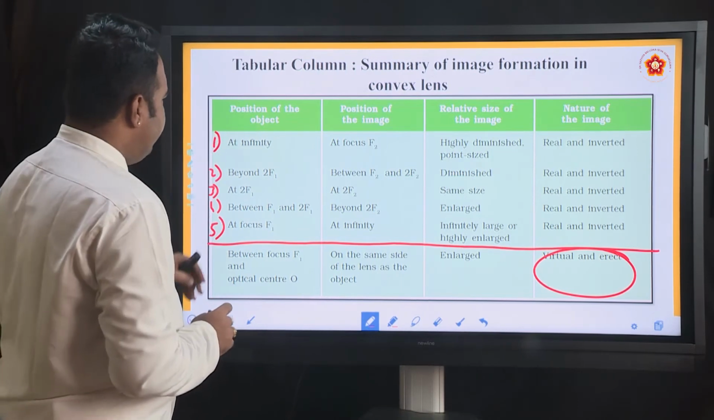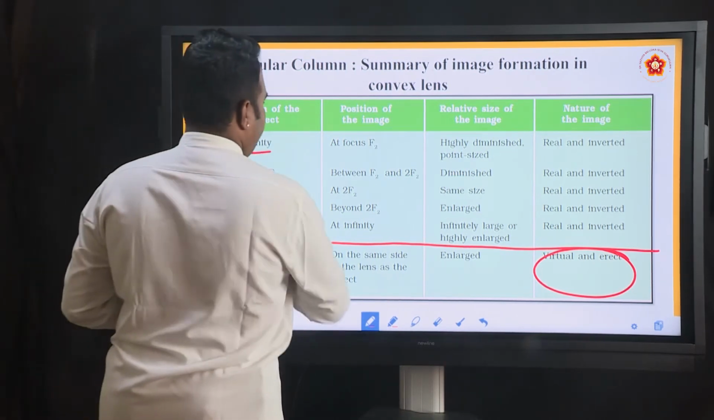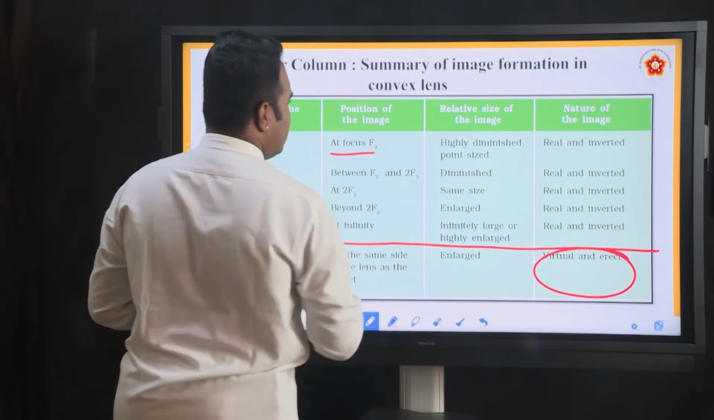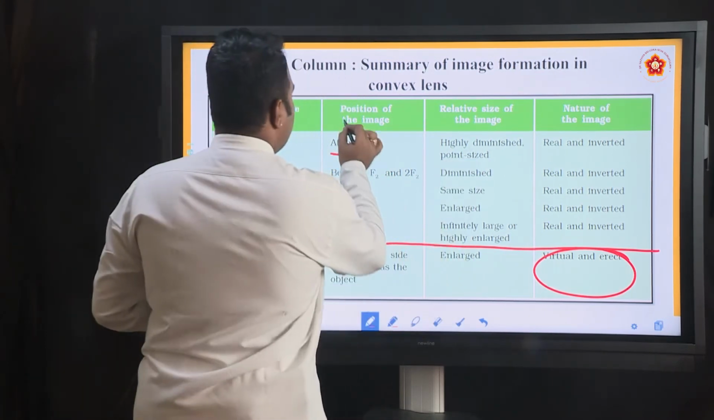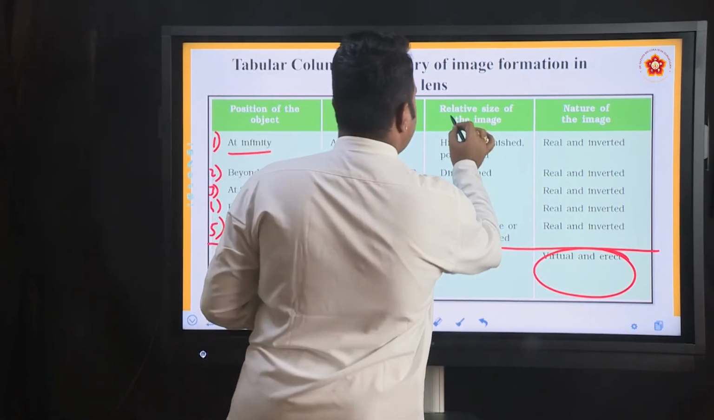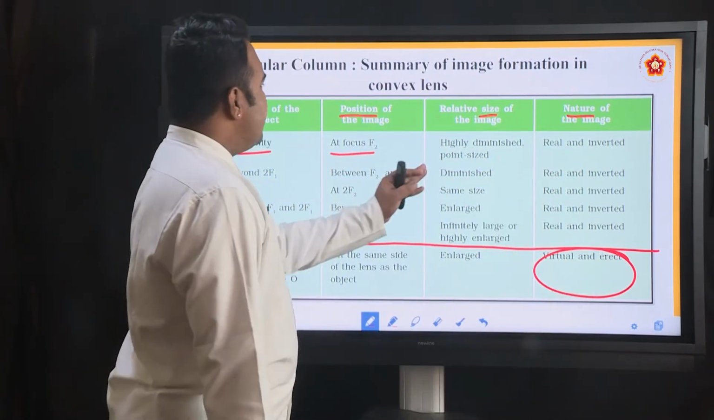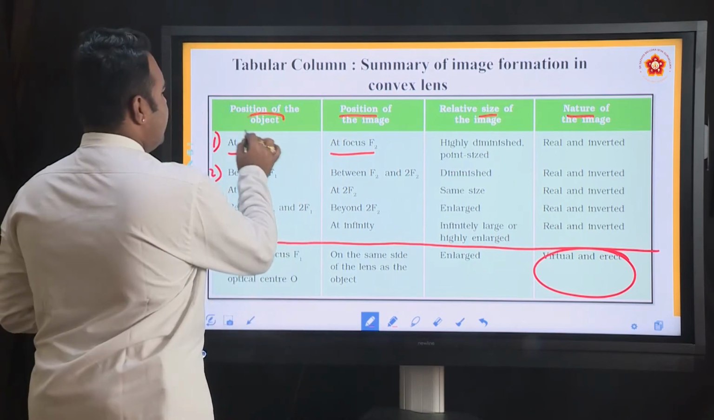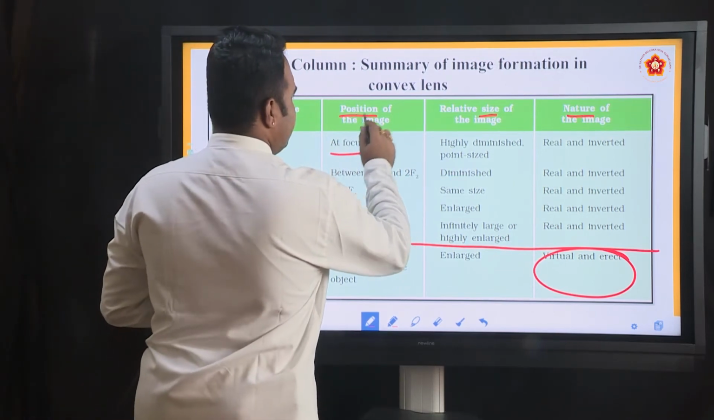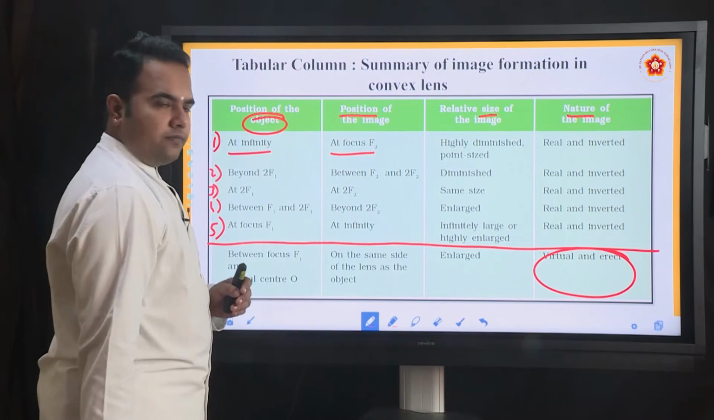Look at all these 5 cases. Object at infinity, the image is formed at the focus, highly diminished. So position of the image, size of the image, and nature of the image. So these 3 are the important things. So position of the object we know. What will happen to the position of the image, size and nature of the image.